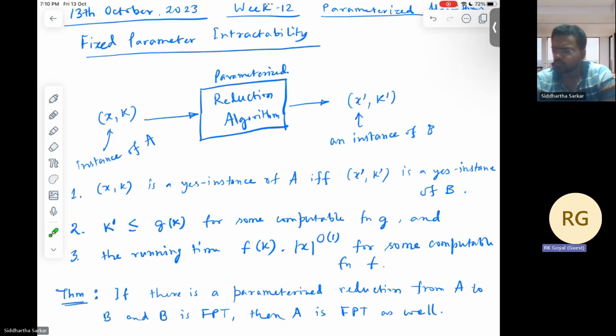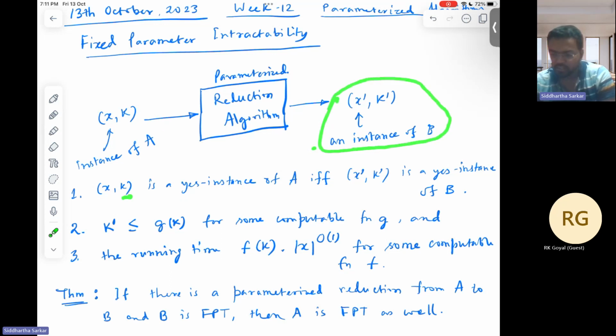But the idea of a parameterized reduction algorithm is slightly more involved. Here there are three conditions that the reduction algorithm has to satisfy. The first condition is, as usual, that it takes an instance of the problem A and converts it into an instance of the problem B such that a yes instance is converted to a yes instance and a no instance is converted to a no instance.